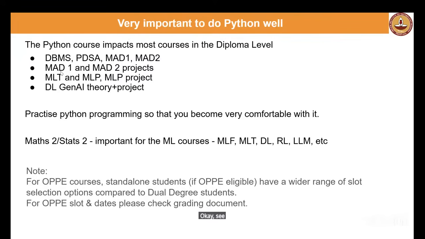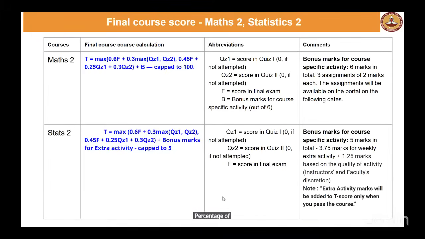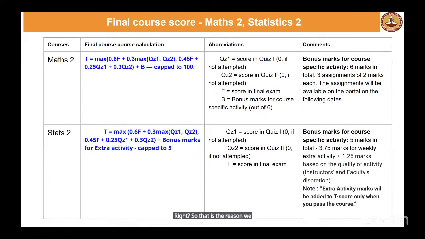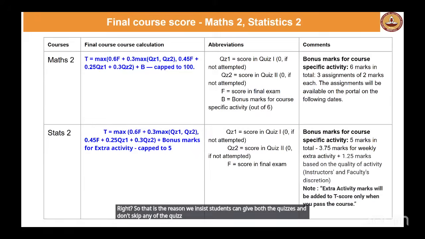Okay. See, giving quiz one is mandatory. So if you ask me, I'll tell you to attend both the quizzes. Why? Because if you see in the slide that I showcased, you have a percentage of marks. Quiz one or quiz two is going to have an impact. If you see the first formula, we take 0.3 percentage of the maximum from quiz one and quiz two. Say in quiz one, if you have scored lesser marks, in quiz two, if you score nice marks above 60 or 70, then that's an add-on advantage to you, right? So that is the reason we insist students give both the quizzes and don't skip any of the quizzes.